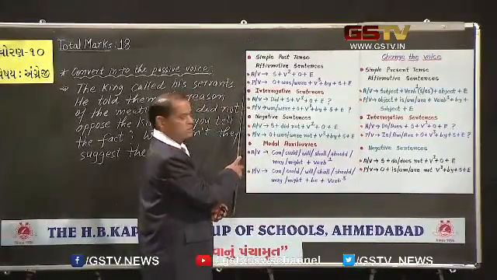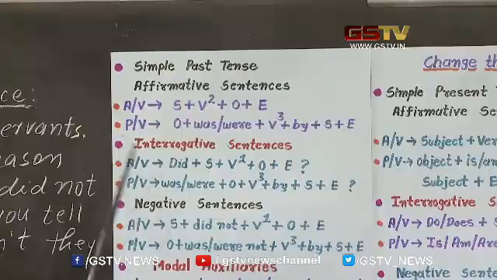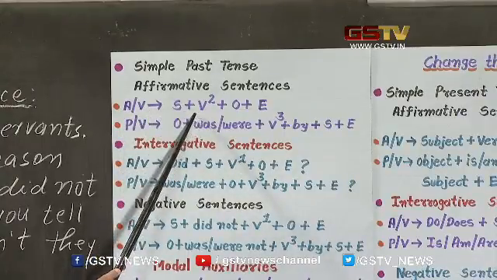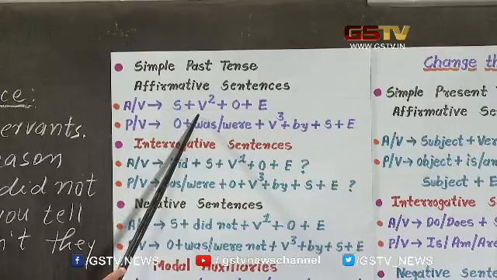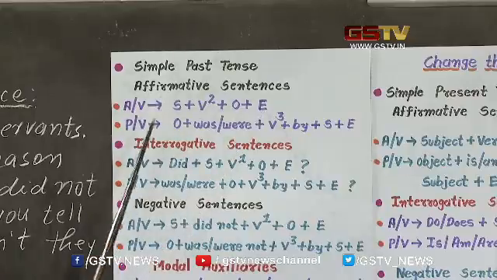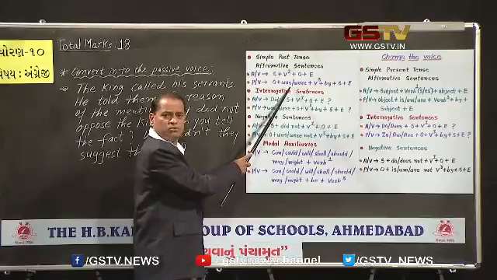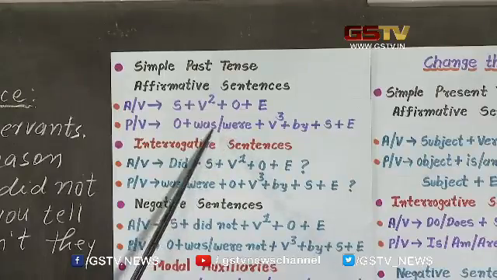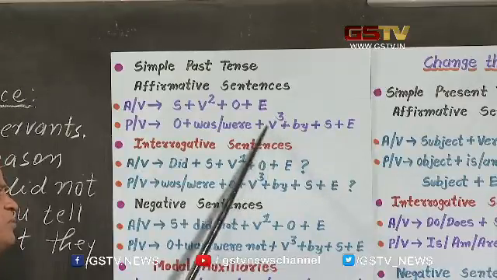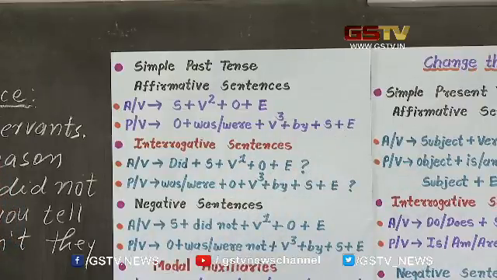When the sentence is given in past tense, in the case of affirmative sentences, active voice: subject plus V2, where V2 indicates the past tense of the verb, and after that object and extra words. In passive voice: object plus was/were according to the number of the object, and after that the verb in past participle form plus by plus subject, and finally extra words.